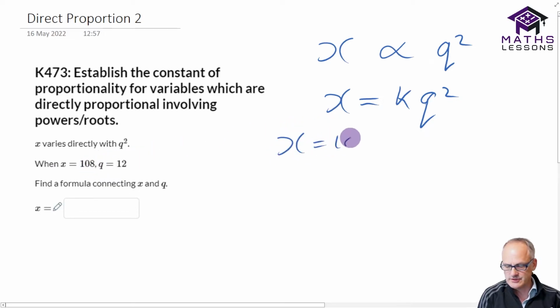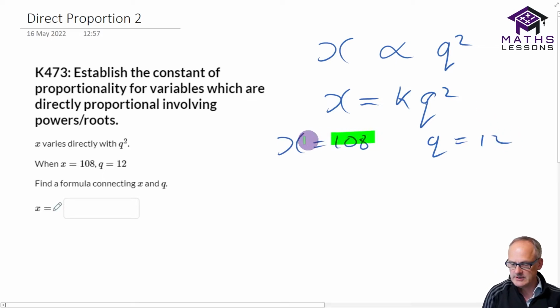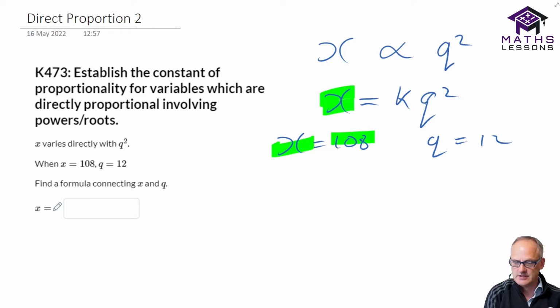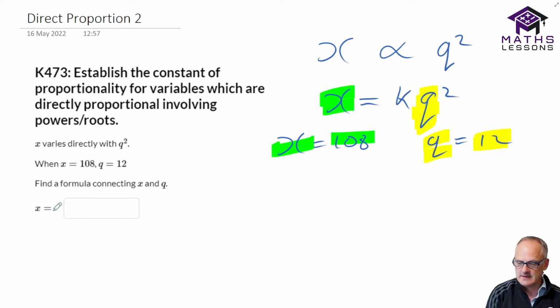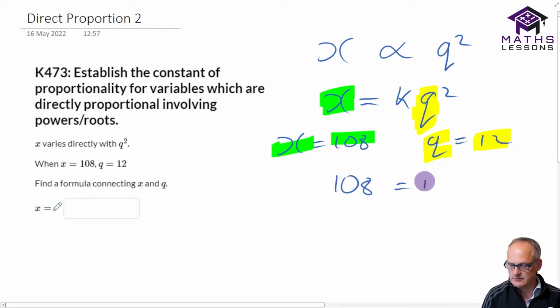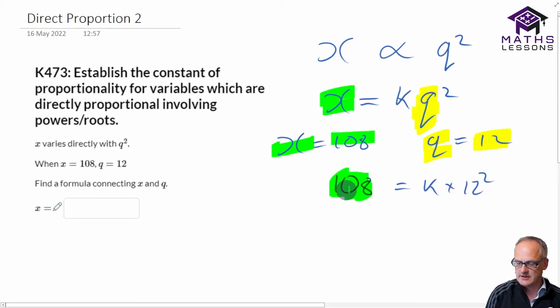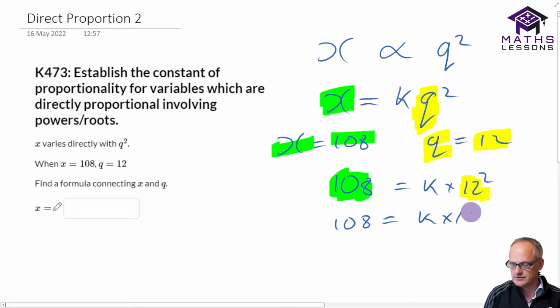So let's put those in. X equals 108, Q equals 12. We're going to replace our X value with 108 and our Q value with 12. So we've got 108 equals K times 12 squared. Let's just highlight so we can see how that's all fitted in. So we've got 108 equals K times 144. Now we divide both sides by 144, and we get 108 over 144 equals K.